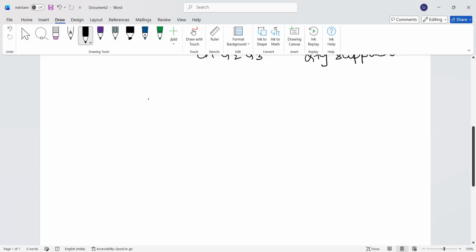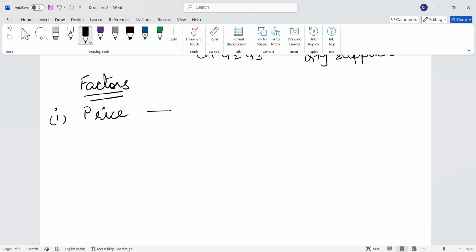All right. Now let's quickly come to the factors affecting supply. What are the factors or determinants affecting supply? First and foremost, the factor affecting supply, same as demand, is the price, but here they are positively related. So as price increases, the quantity supplied also increases. So they are positively related.